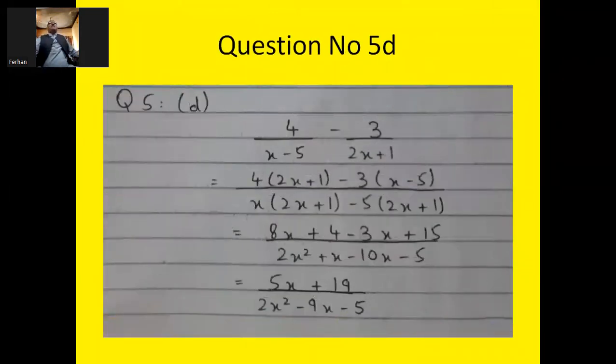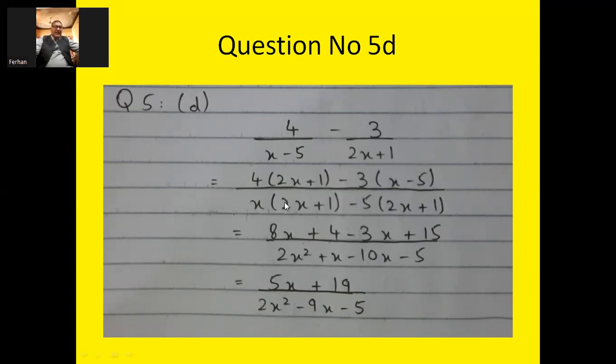Okay, so I will take the LCM. Both these terms will be the LCM and they will multiply with each other. This will multiply here and this will multiply here. So you will have 4 into 2x plus 1 and minus 3 into 2x into x minus 5. You will have 8x plus 4 minus 3x plus 15. So downstairs, when these two multiply with each other, you will have 2x squared plus x minus 10x minus 5. Upstairs, we will have 5x plus 19. Downstairs, we will have 2x squared minus 9x minus 5.